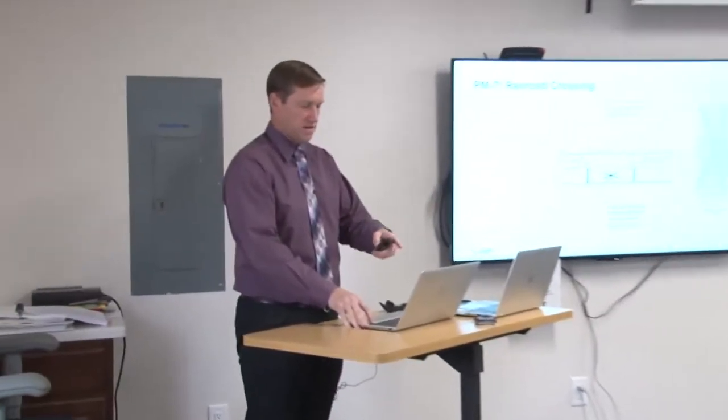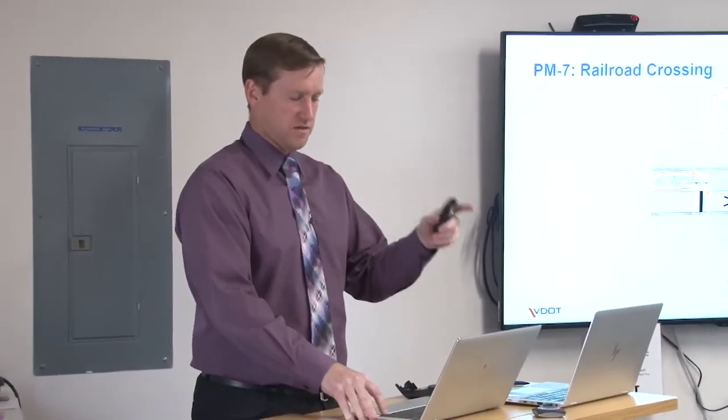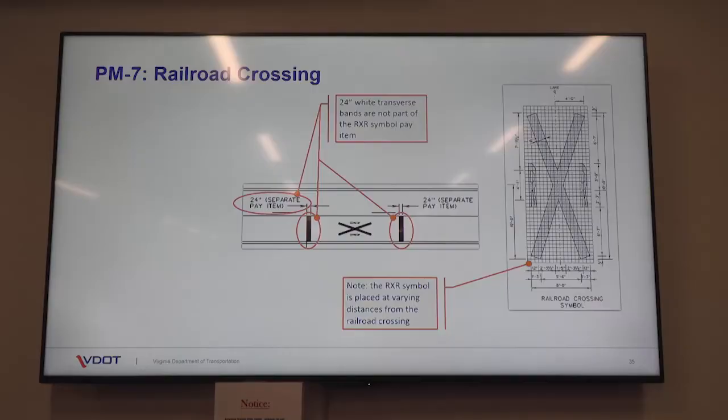All right, so moving on, let's get through some of these a little bit more quickly. One clarification, it was a little ambiguous previously, is whether or not the 24-inch white lines are included in the pay item for the railroad crossing marking. They are not. It's been made much more clear that they are a separate pay item. Also, it should be clear that the railroad crossing symbol is placed at varying distances from the railroad crossing based on the location of the W10-1 warning sign, which is why we include the W10-1 warning sign in our drawing.